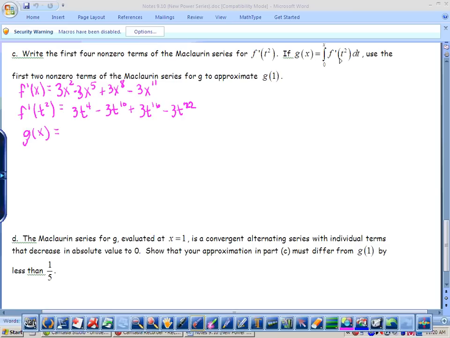Well, technically, to create g, what I would do is integrate f prime of t squared, which would be in terms of t, and then I would plug in the x minus plug in the 0. But that's going to end up just being the integral of f prime of t squared, but having x's in it. So if you integrate 3t to the fourth, what do you get? 3/5 t to the fifth, but if I replace it with the x, it would be 3/5 x to the fifth.